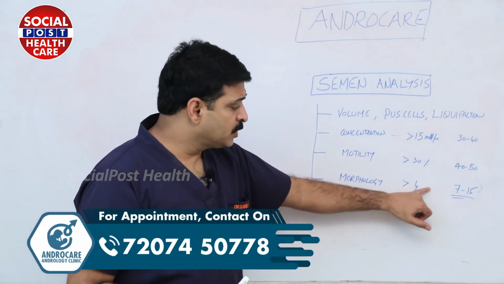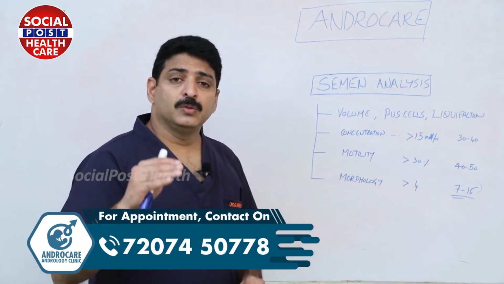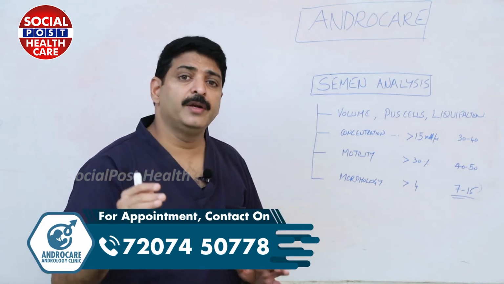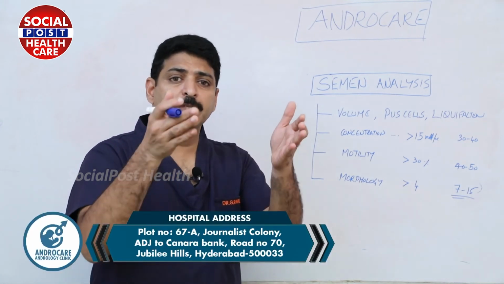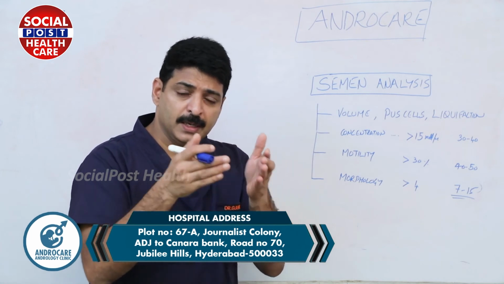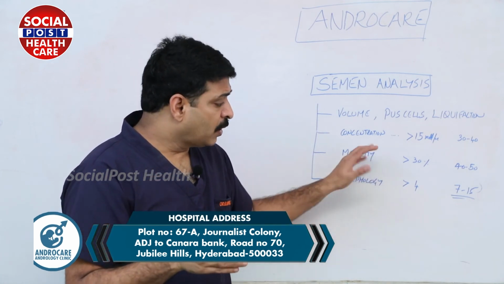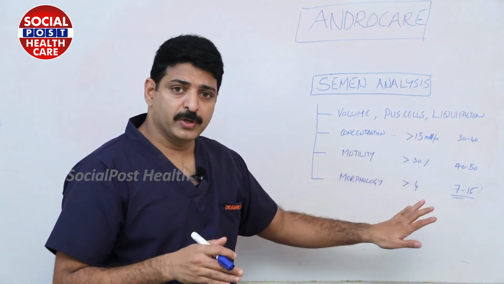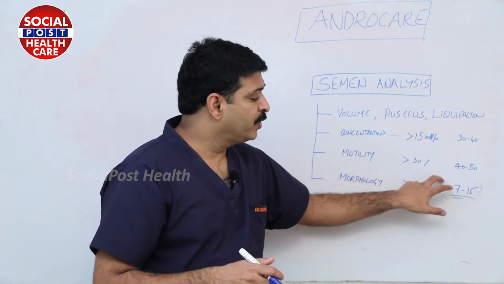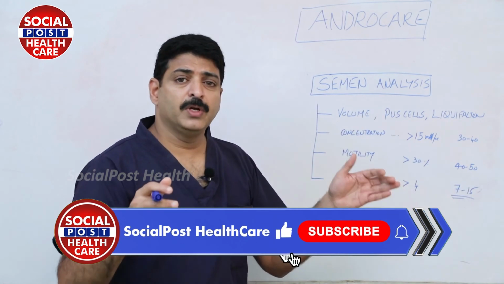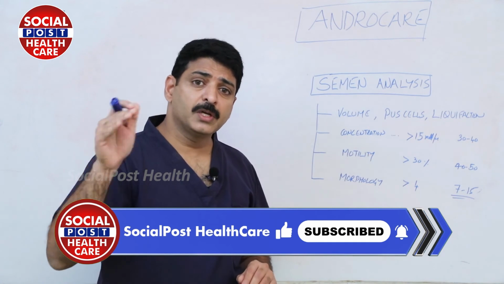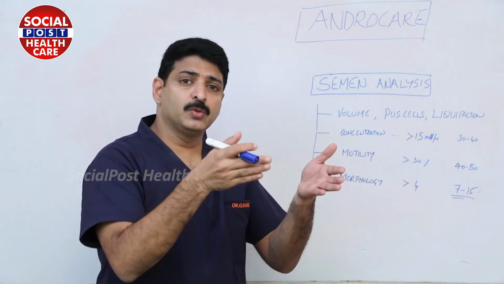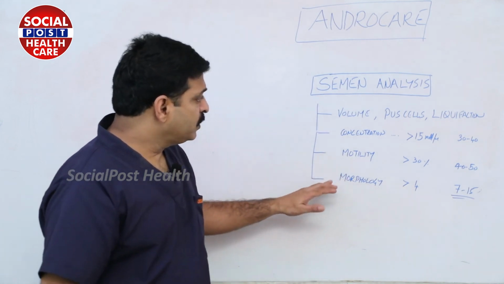So morphology has to be more than 4%. Simply, in every 100 sperms, at least 4 sperms should be perfect. Morphology is nothing but the shape of the sperm. Sperm has a head, neck and tail. All these three should be proper in at least 4% of sperms, and the ideal range is 7 to 15%. If somebody has 7 to 8% morphology, that means it's normal. Even though 92% are abnormal, at least 8% are normal, which is totally in the normal range.